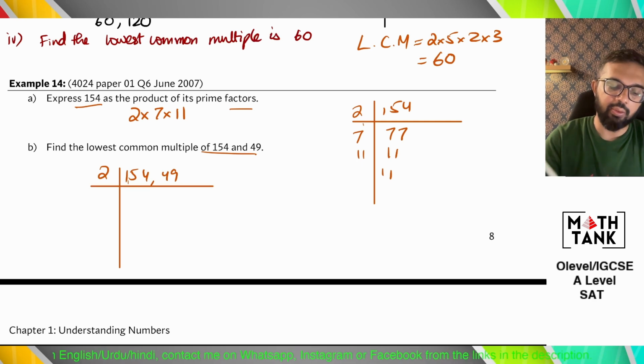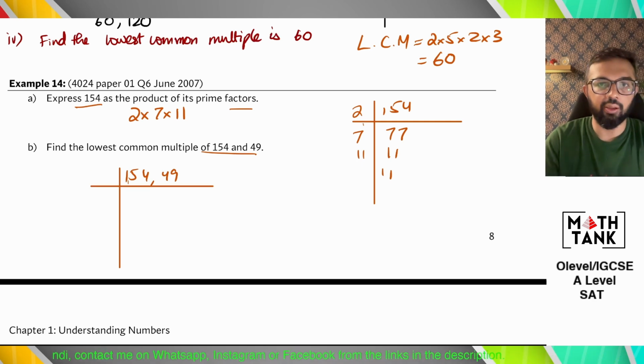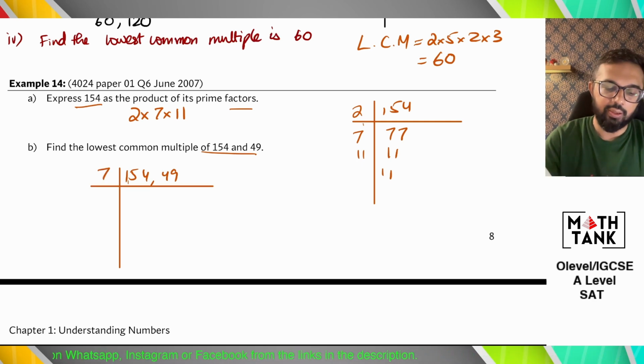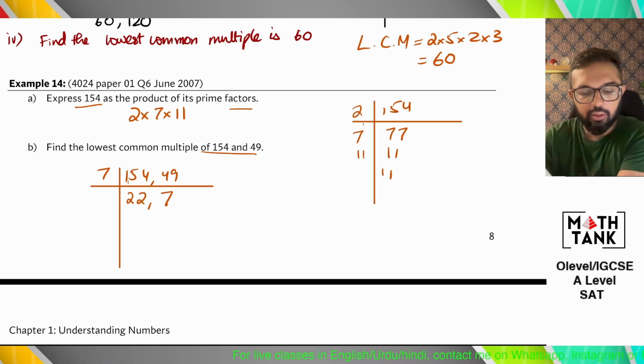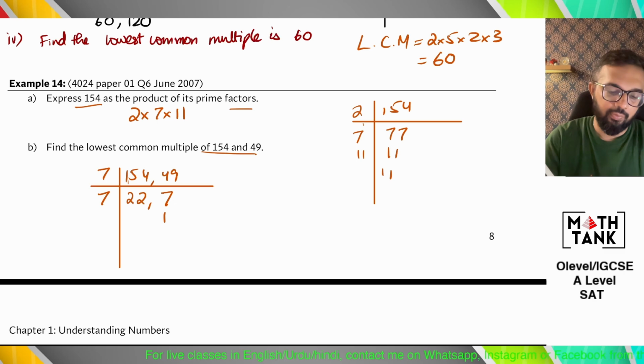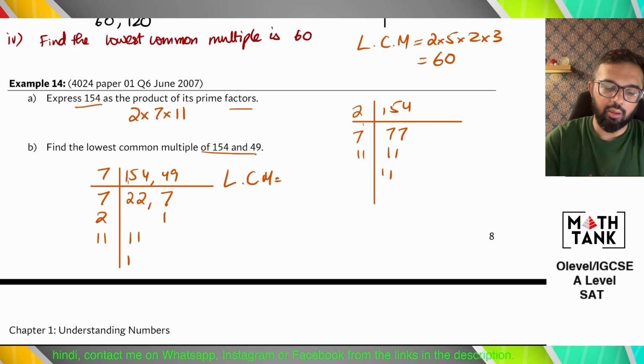So it doesn't divide by 2. Let's take a bigger number this time, 7. So 7 times 2 is 14, 7 times 7 is 49. I don't have any other common multiples that I can think about. So 7 times 1 and 2 times 11 and 11 times 1. So the LCM of this is 7 into 7 into 2 into 11.